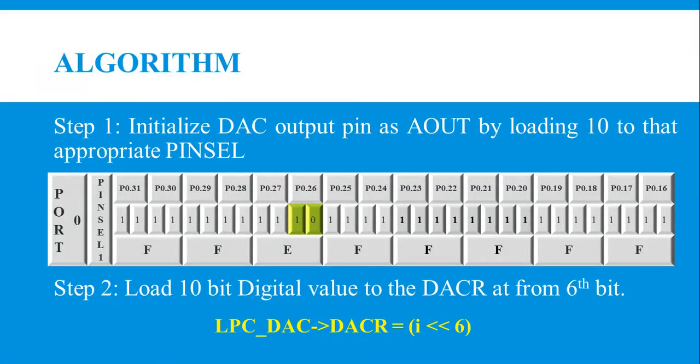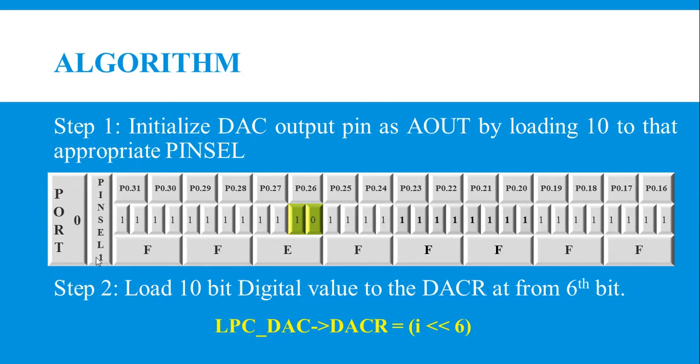Now let us look into the algorithm of the program. Here essentially you have to initialize the DAC output pin as AOUT by loading 10 to the appropriate pin selection register. Since we identified that the DAC output pin is connected to the 26th pin of port 0, and the 26th pin is in between 16 to 31, obviously the corresponding register is the pin selection 1 register.